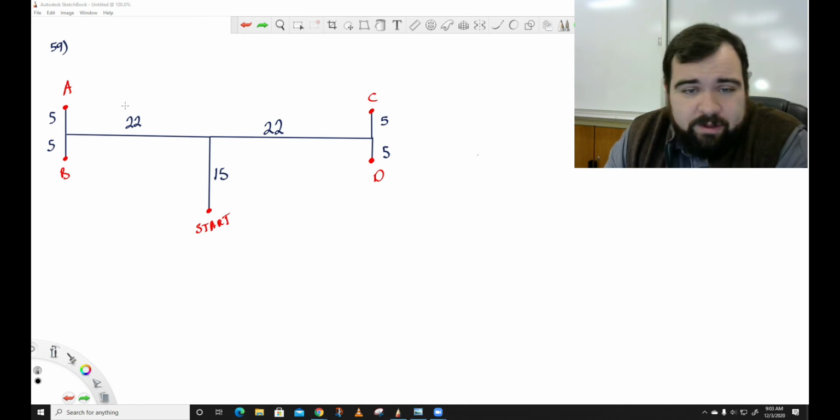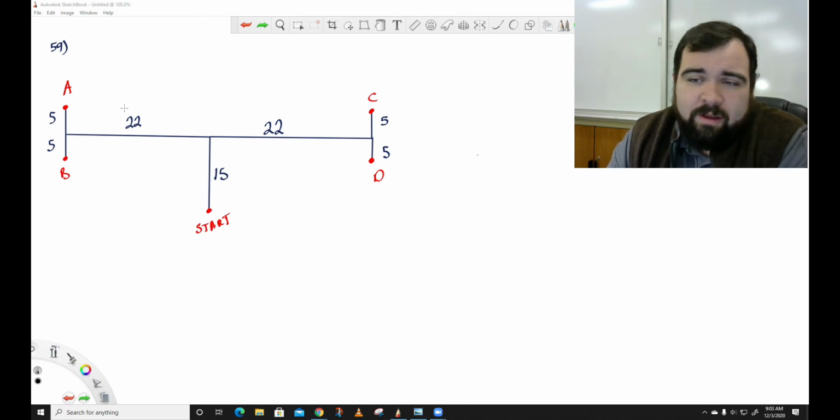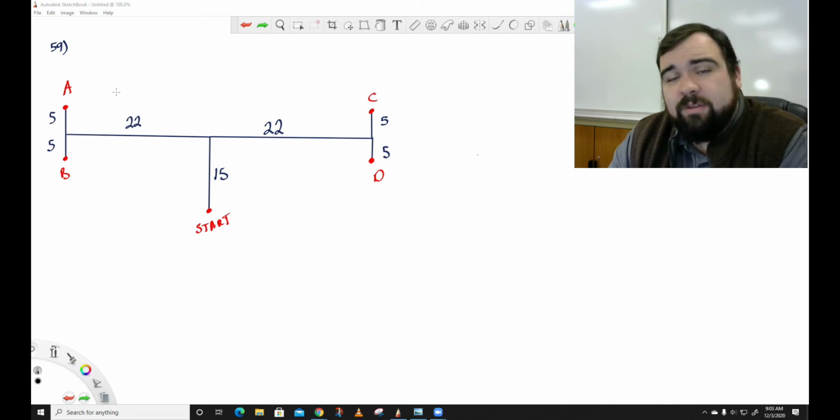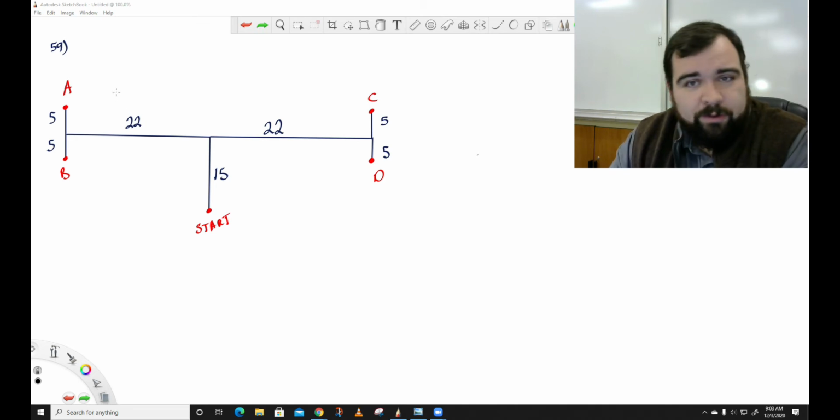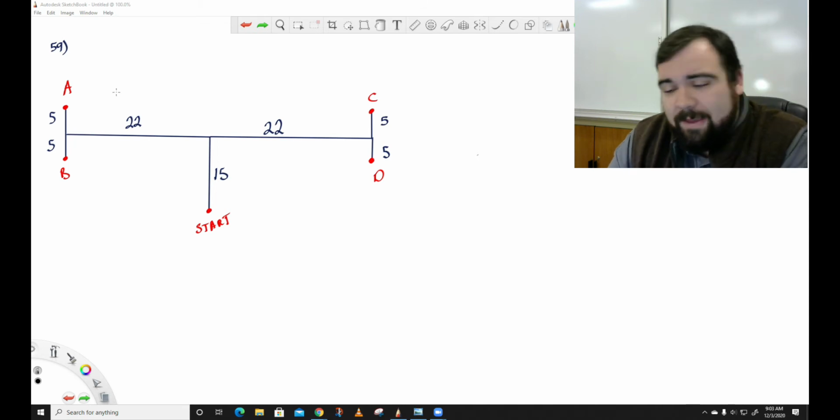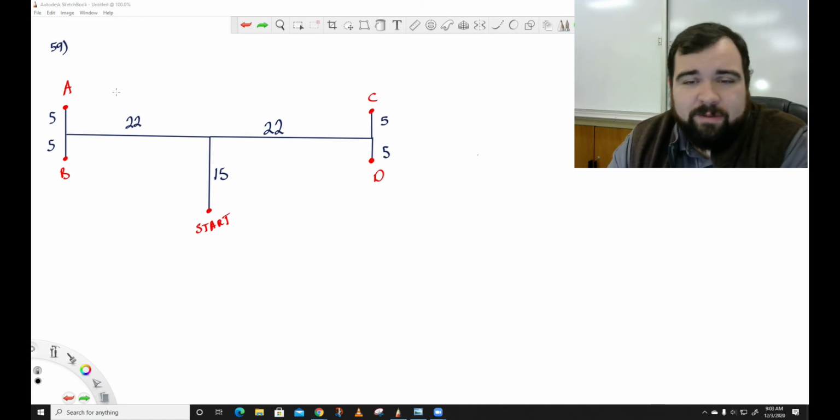So here we go with the Chapter 4 review questions. Going to go ahead and work through the solution methods for all of the ones that require calculations, and then just give you a little bit of an explanation for the ones that are conceptual. Now the first one we have here is number 59.